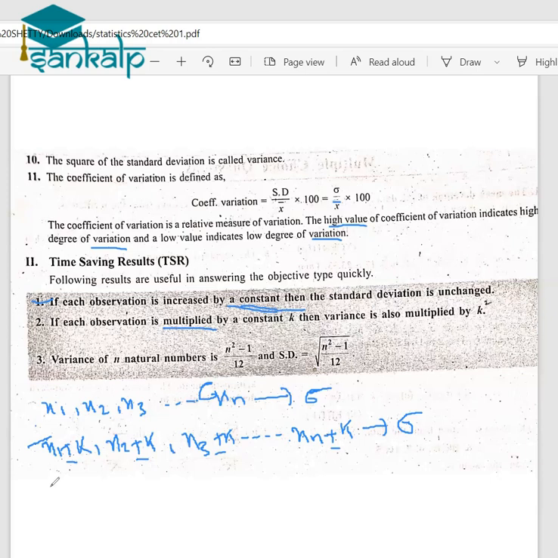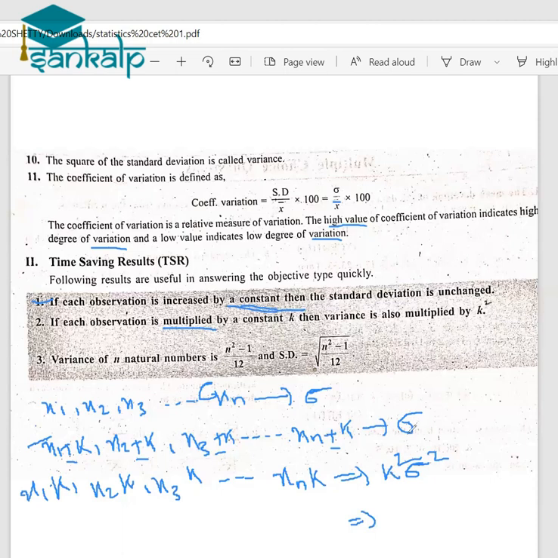Next, second point, if each observation is multiplied by k, then the variance is also multiplied by k square. So here we are multiplying x1 with k, x2 with k, x3 with k, up to xn with k, then the variance, given by the formula sigma square, gets multiplied by k square.